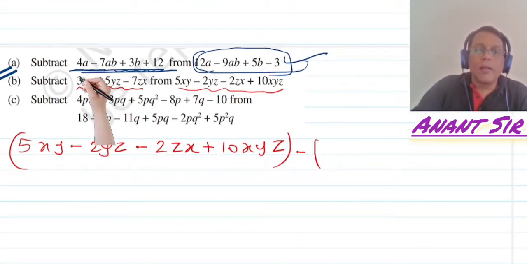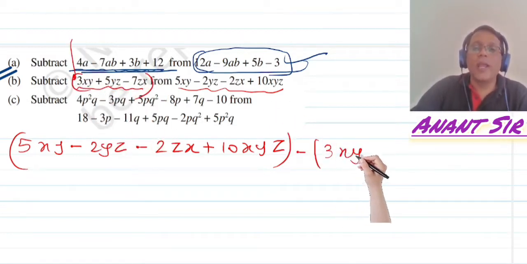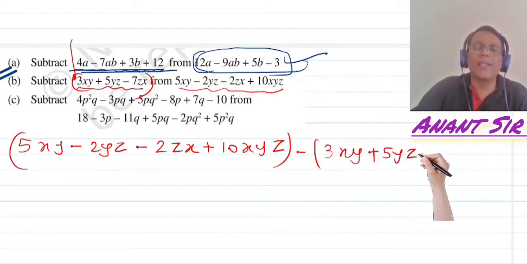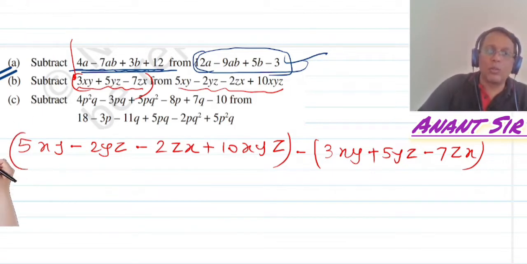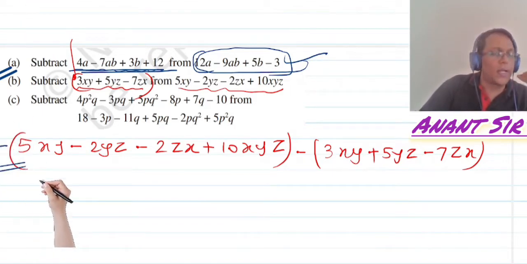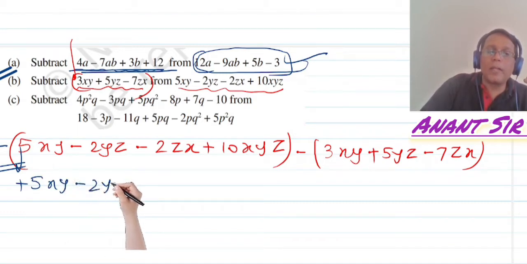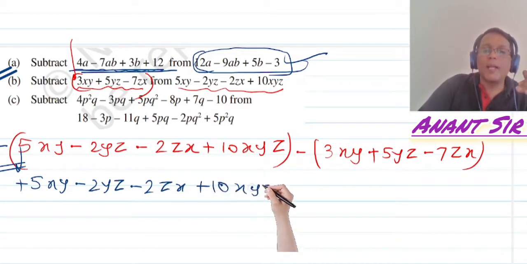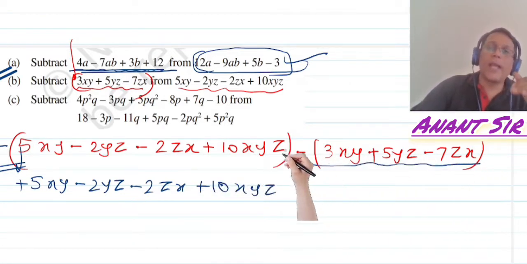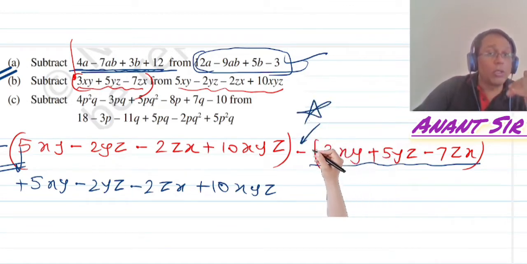What was the term that we want to subtract? This one: 3xy plus 5yz minus 7zx. Now I am going to remove the brackets. What is the sign in front of the first bracket? It was nothing, that means it was positive. So I keep the inner signs as they are: plus 5xy minus 2yz minus 2zx plus 10xyz. And while removing the second bracket, as there is a negative in front of it, I change the sign of all the terms inside.